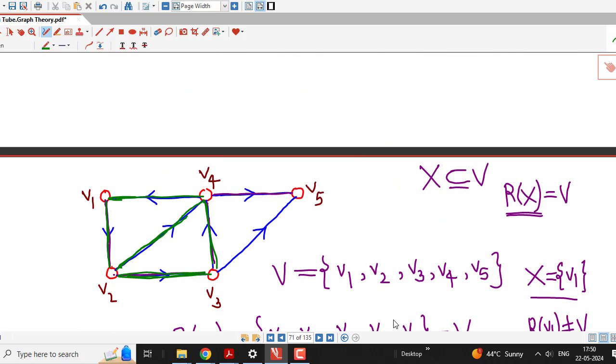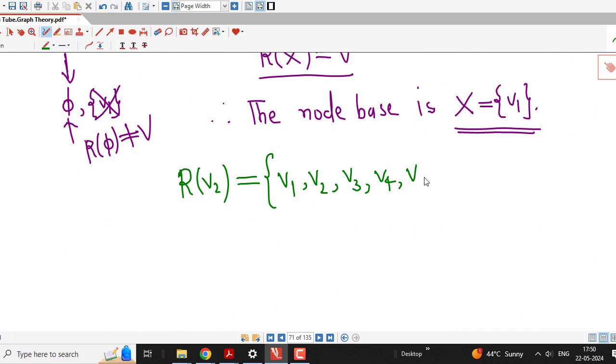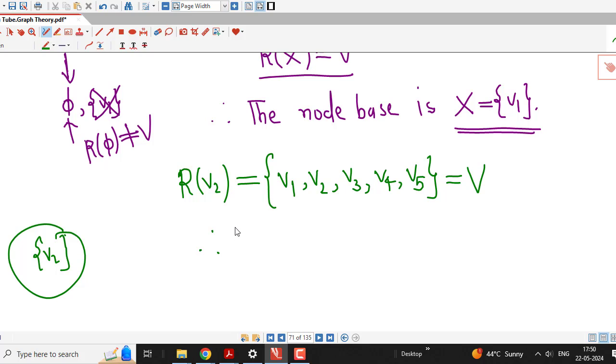and this V5 is also reachable from V2. If we go along this path, we have a path from V2 to V5. Therefore here we find that reachable set of V2 is also given vertex set, and there is no proper subset of this set V2 which satisfies this property. Therefore another node base is set containing vertex V2 only.